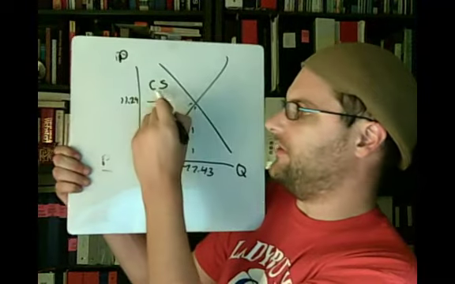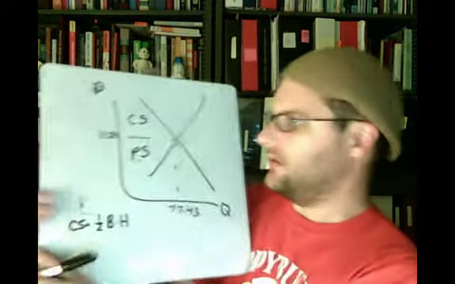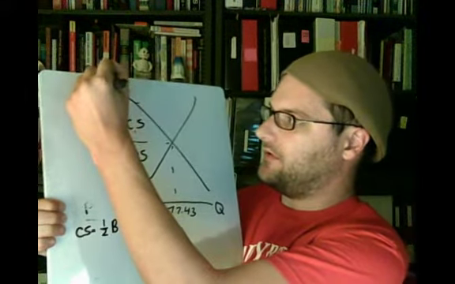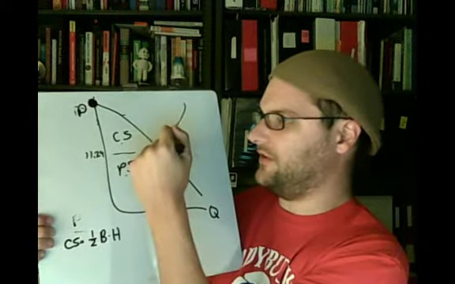what I've got is a quantity of 77.43, an equilibrium price of 11.29, and what I need to do is solve for this area and solve for this area. Okay, area of a triangle, 1/2 base times height. So for the consumer surplus, that's going to mean that I'm going to need to find the y-intercept for this point, because then that's going to give me all the points I need for my triangle.